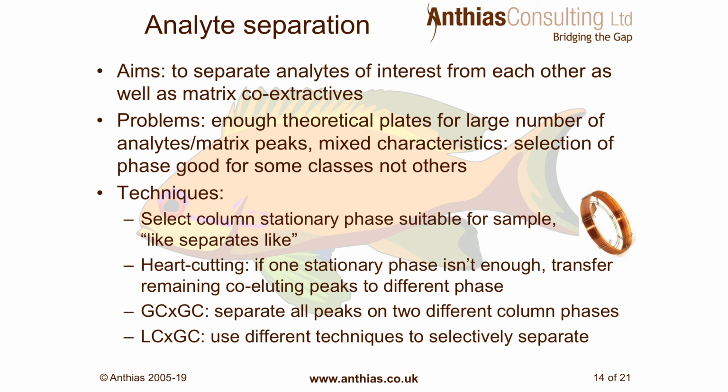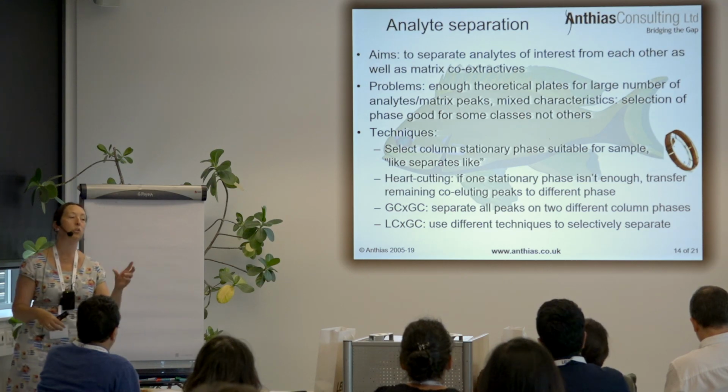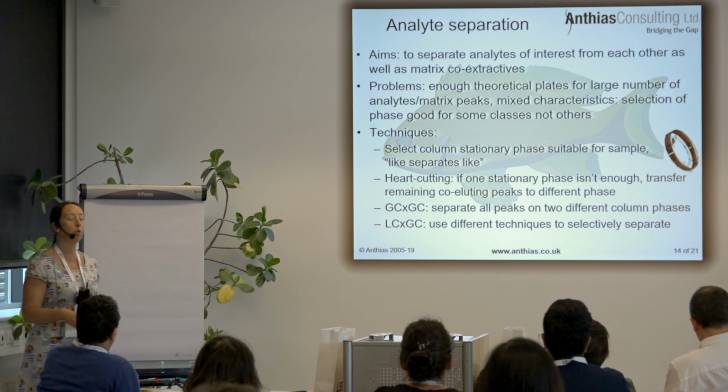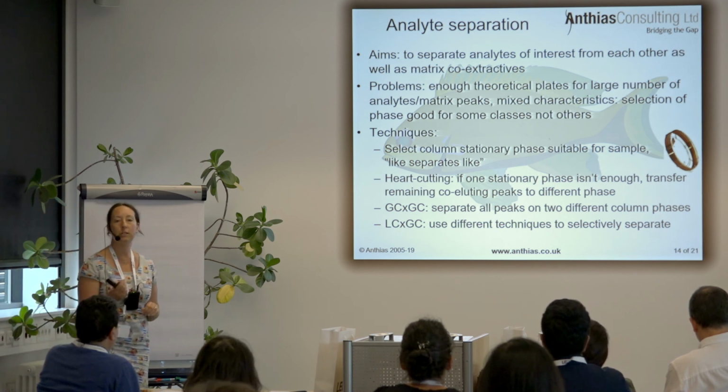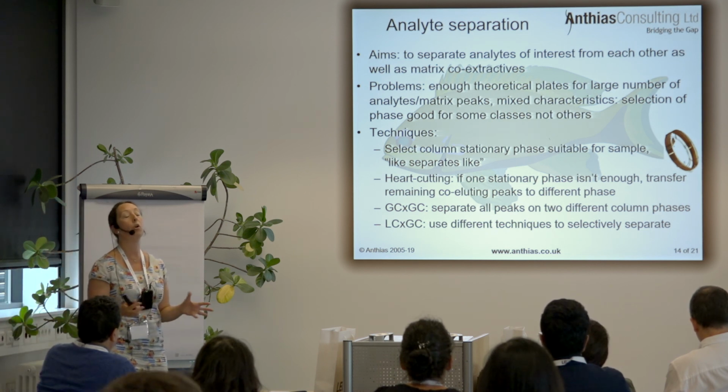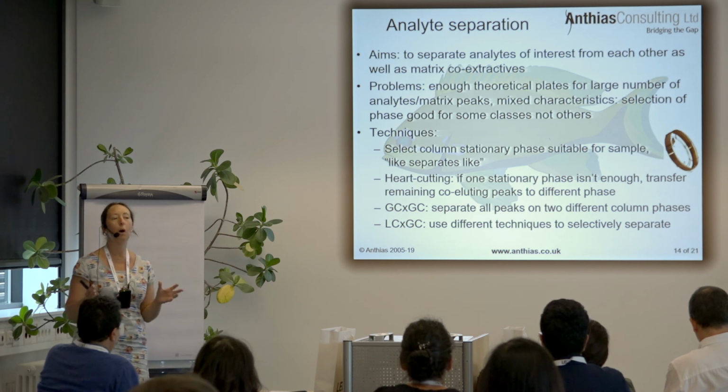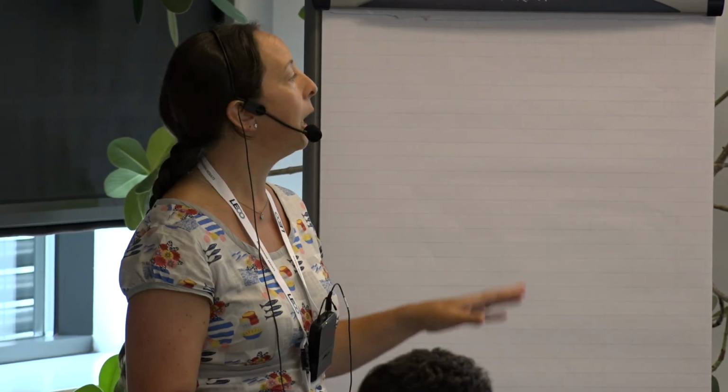So there are different techniques, some of which we talked about over the last 2 days. First of all, just for a simple 1D system, we're thinking about selecting the best column stationary phase by thinking about like separates like. So you're selecting one that matches, for example, the polarity of the compounds that you want to analyze. Heart cutting is where we can take a small portion that's not separated on one column and transfer it to a second column, which is great if you've got a few peaks that are co-eluted and can't be separated. But of course, then we go into our comprehensive GC×GC.